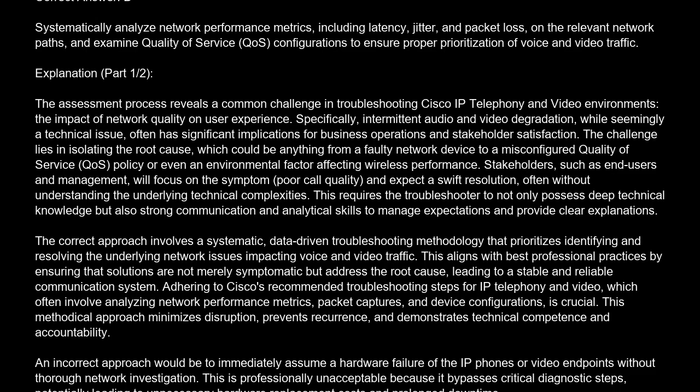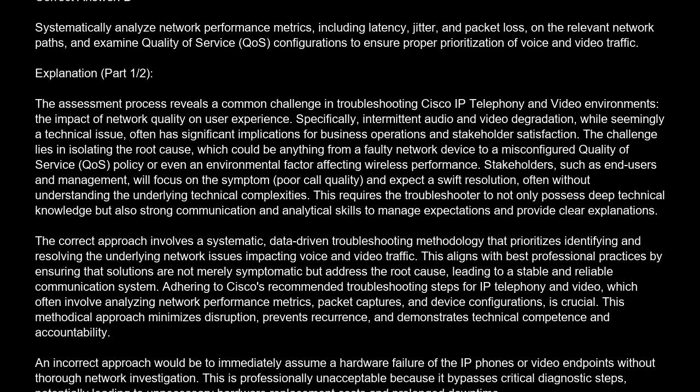The correct answer is D. Systematically analyze network performance metrics, including latency, jitter, and packet loss, on the relevant network paths, and examine quality of service (QoS) configurations to ensure proper prioritization of voice and video traffic.